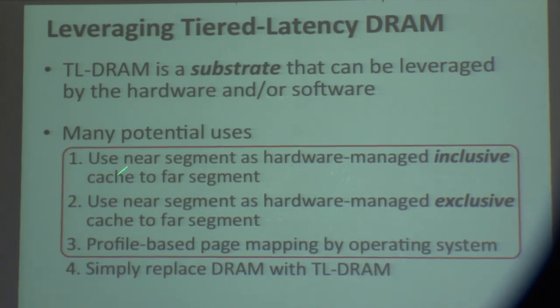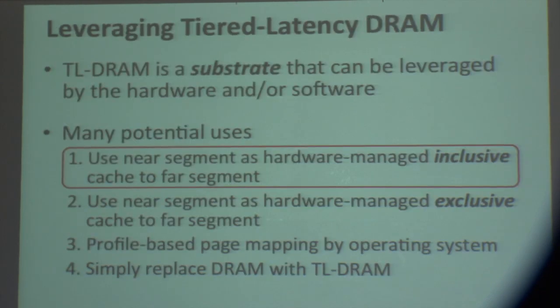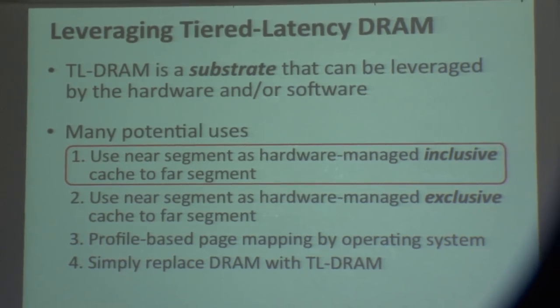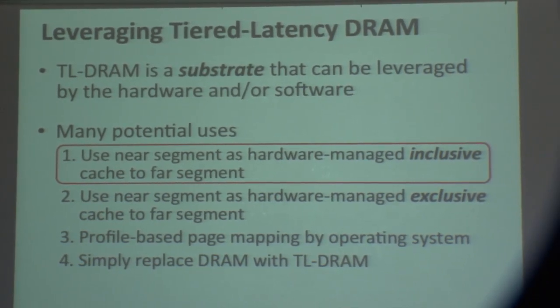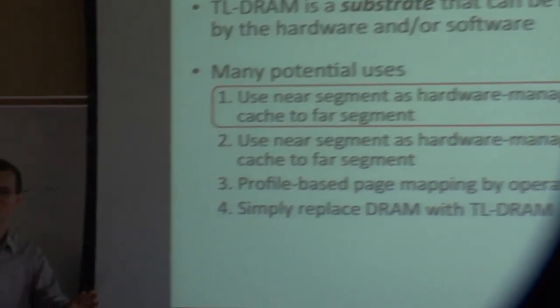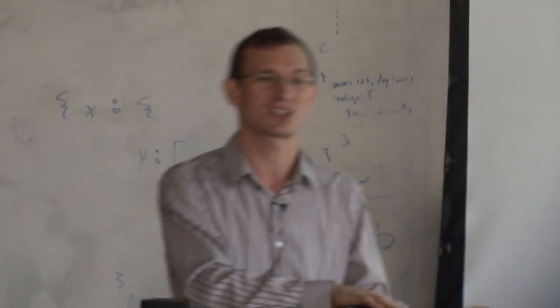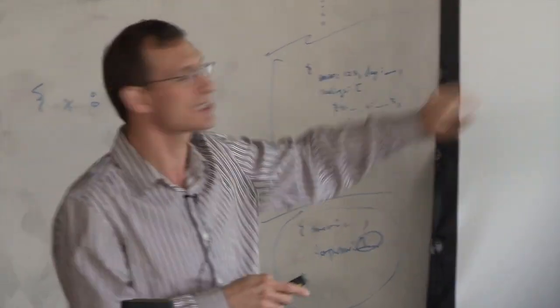Okay, so the paper looks at some of these, but I'll give you some results using the near segment as a hardware-managed inclusive cache to the far segment, and as a dumb cache also. Basically, whenever you access some data in the far segment, you bring it to the near segment, and the near segment is managed as an LRU cache. You could think of many different management mechanisms that we have been discussing in the lectures, right? But we don't do that in this result. And the result is actually promising.